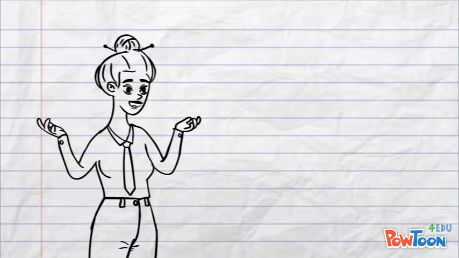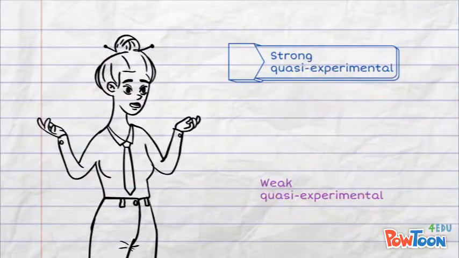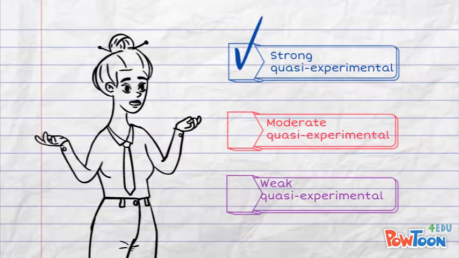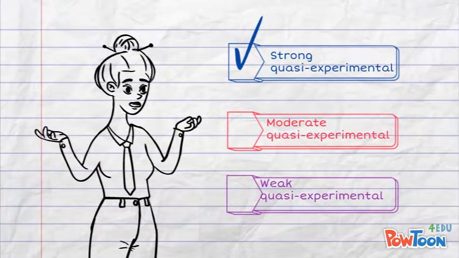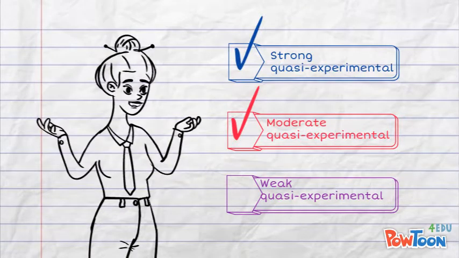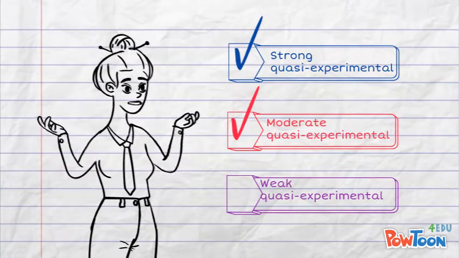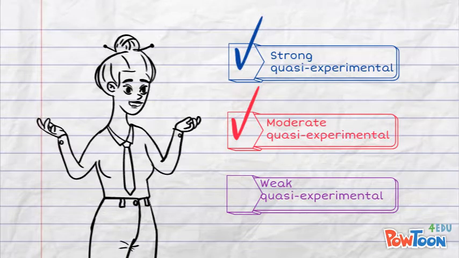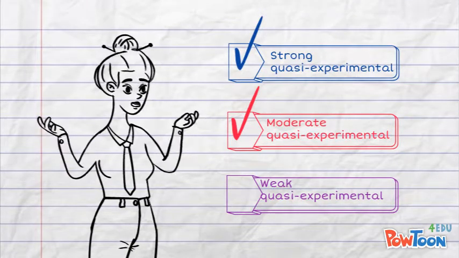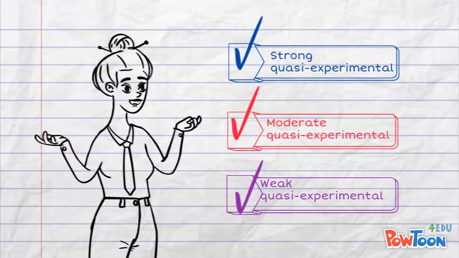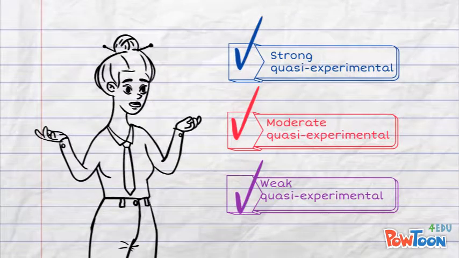Quasi-experimental groups are divided into three categories: strong, moderate, and weak. In strong quasi-experimental designs, the participants are already in similar intact groups, but the treatment is randomly assigned to these groups. In moderate quasi-experimental designs, the participants are in intact groups, but the investigator is not able to randomly assign the treatment to certain groups. In weak quasi-experimental designs, the participants have assigned themselves to the groups by volunteering to be in the treatment or control group.